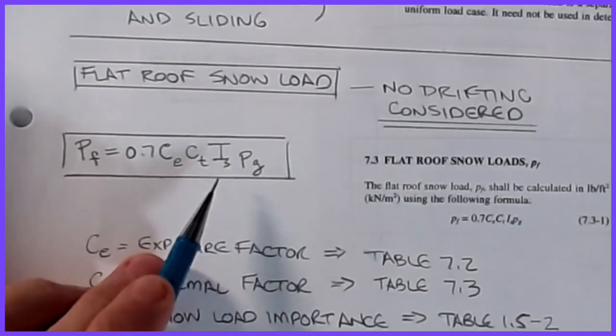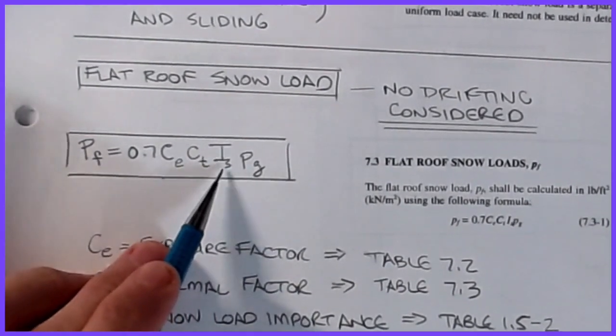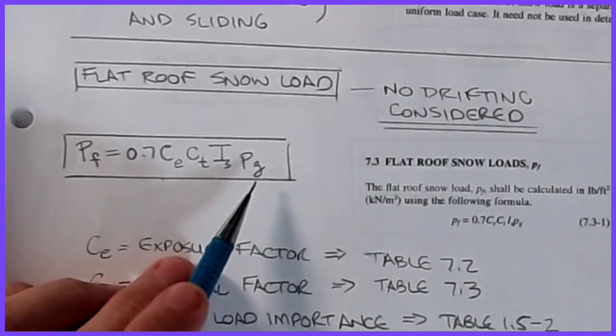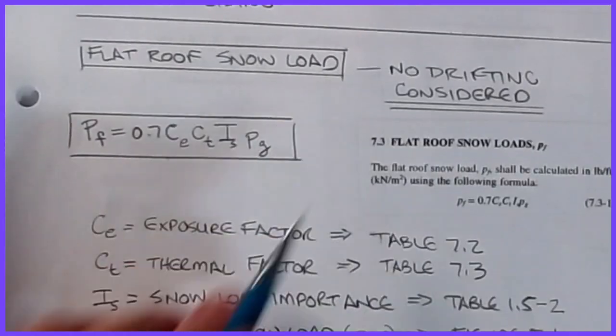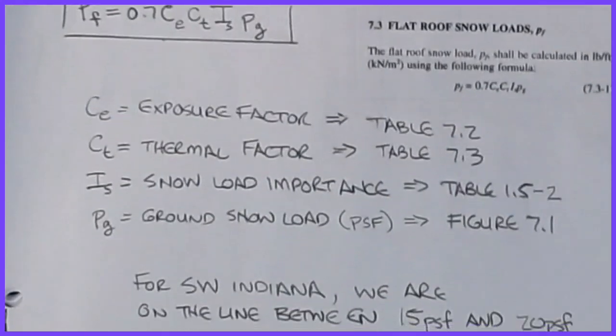IS is that environmental I that came out of that table back in chapter 1. Again, if you have questions on these values, go take a look at that environmental video, and we'll help explain that to you. The PG then is the map load that we have, and that's coming out of 7.3. So we've talked about all of these values.